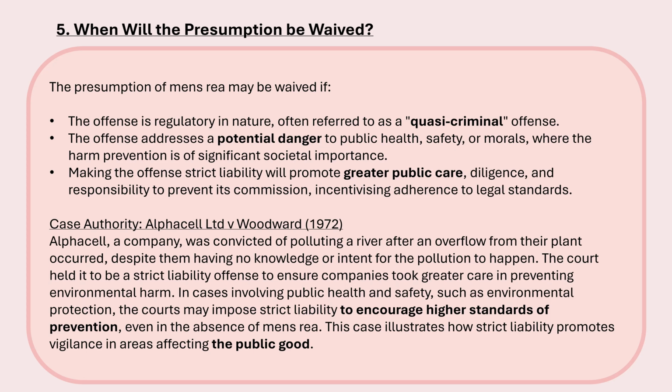We can see this being applied in the case of Alphacell v. Woodward. Alphacell, a company, was convicted of polluting a river after an overflow from their plant occurred, despite them having no knowledge or intent for the pollution to happen. The court held it to be a strict liability offence to ensure companies took greater care in preventing environmental harm. In cases involving public health and safety, such as environmental protection, the courts may impose strict liability to encourage higher standards of prevention, even in the absence of mens rea.